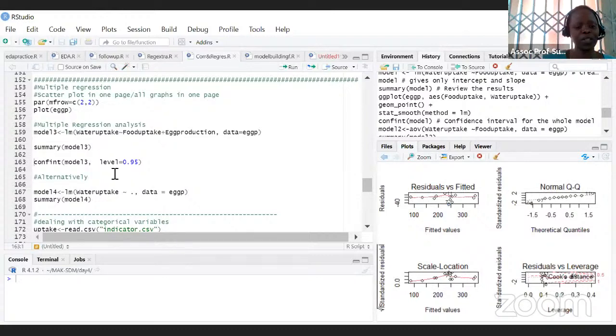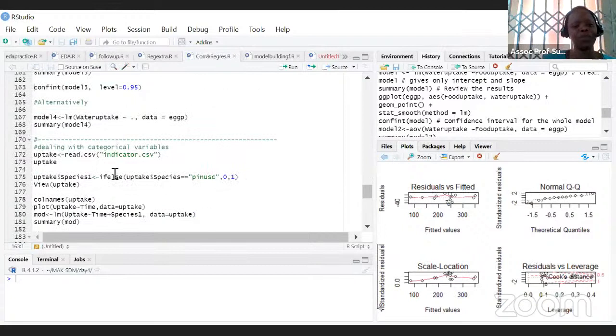So what we are going to do is we want to deal with the categorical variables in these 45 minutes left. And also let's look at dummy variables and also look at polynomial regression. So before I go there, any question in the chat?